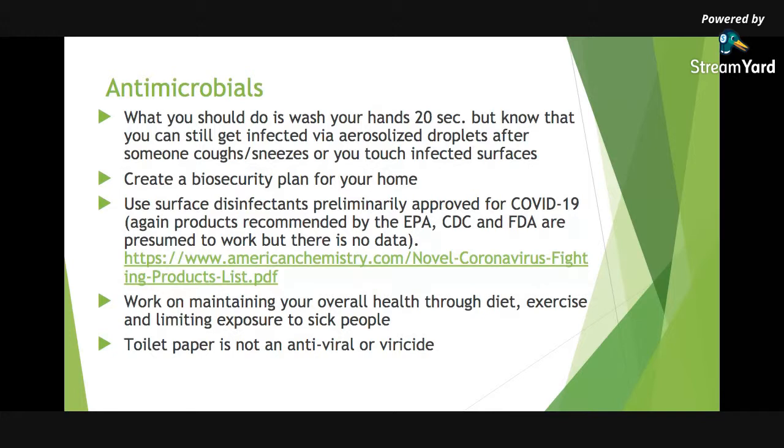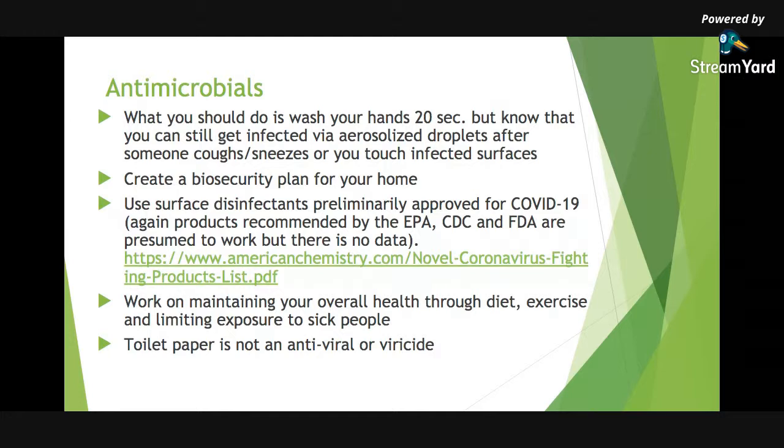So what you should do is wash your hands for 20 seconds, but know that you can still get infected via aerosolized droplets after someone coughs or sneezes, or you touch an infected surface. So you can wash your hands all day, but if somebody in your house is coughing and sneezing, that virus is airborne and you can just breathe it in. You don't ever have to even touch your hands. It also can go in through the membranes in the eye. So know that as well.